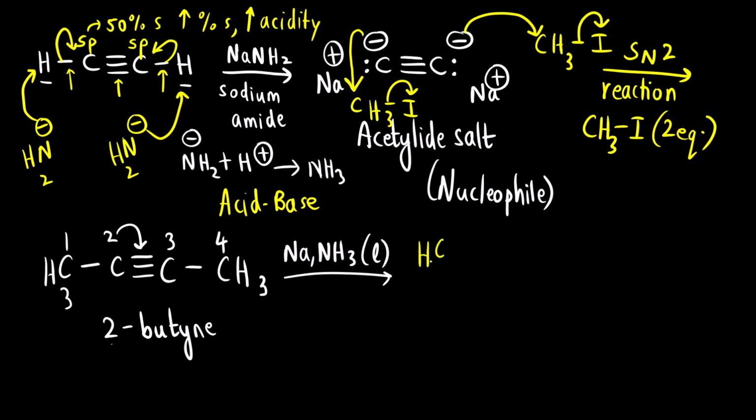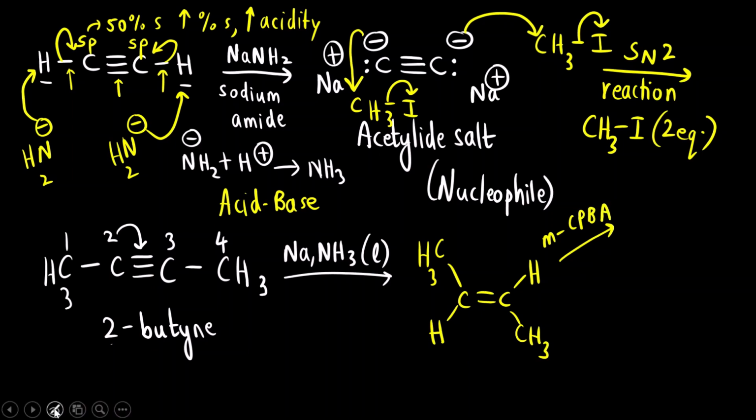Right, I will get trans alkene, CH3, C double bond C, CH3, H and H. So now we have got an alkene. Now what we can do is we can introduce the oxygen. How can we introduce the oxygen? What we are going to do is epoxidation.